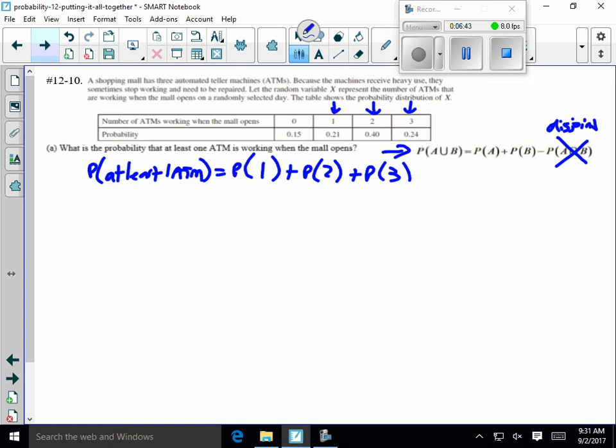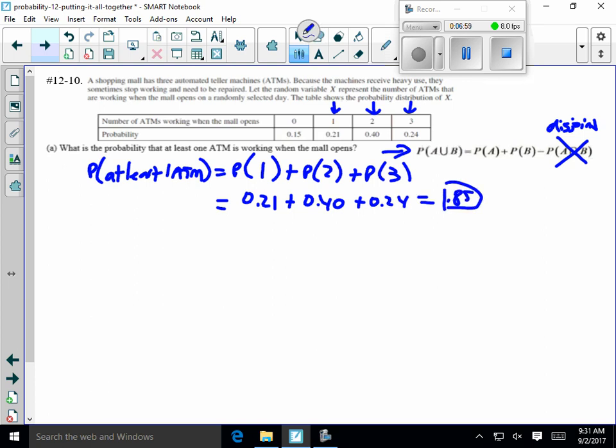Right? So you might have thought just from looking at the table that all I really need to do is just add up the probabilities and you'd be correct. We're just going to add up because this is an OR case. So that turns out to be 0.85.